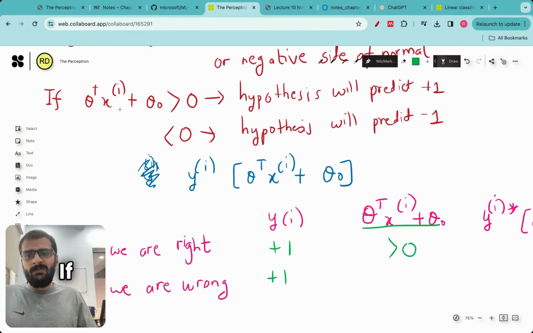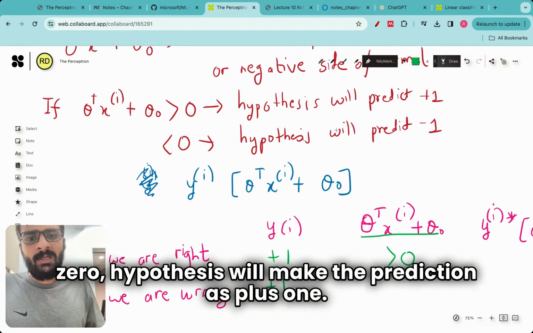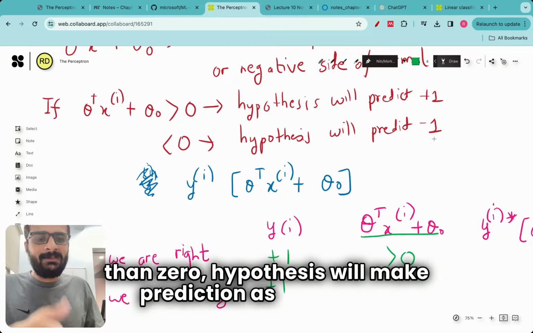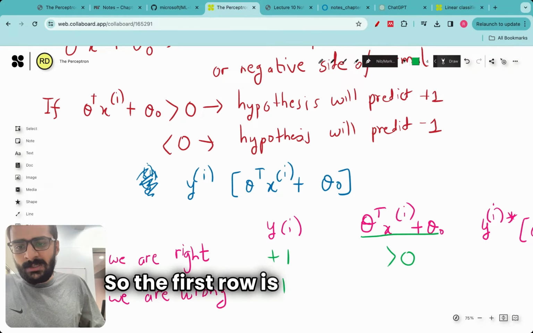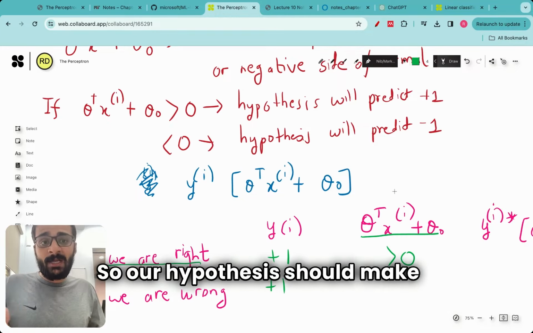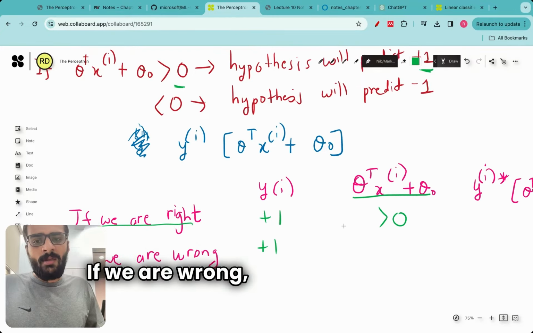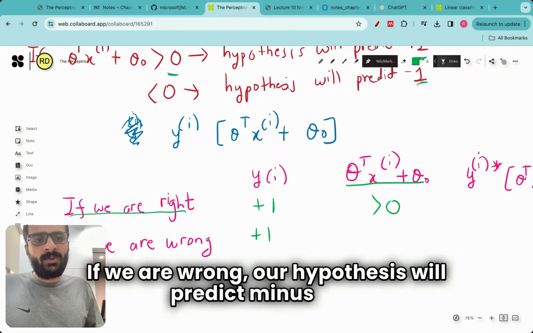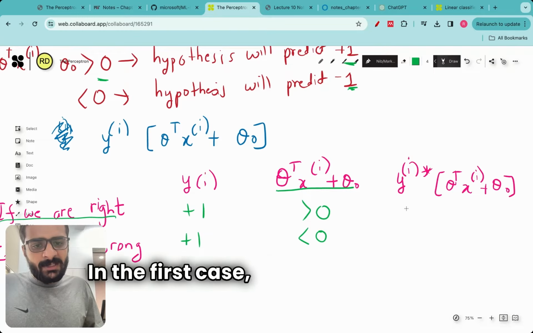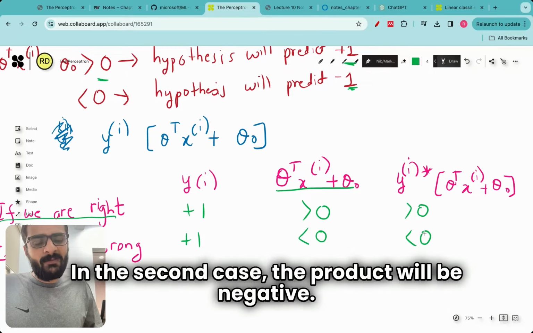Remember what we have written here. If theta transpose xi plus theta naught is greater than 0, the hypothesis will make the prediction as plus 1, whereas if theta transpose xi plus theta naught is less than 0, the hypothesis will make the prediction as minus 1. So the first row is if we are right. If we are right, the correct prediction is plus 1, so our hypothesis should make a prediction of plus 1, so it should be greater than 0. If we are wrong, our hypothesis will predict minus 1, so then this should be less than 0. Now look at this product. In the first case, the product will be positive. In the second case, the product will be negative.